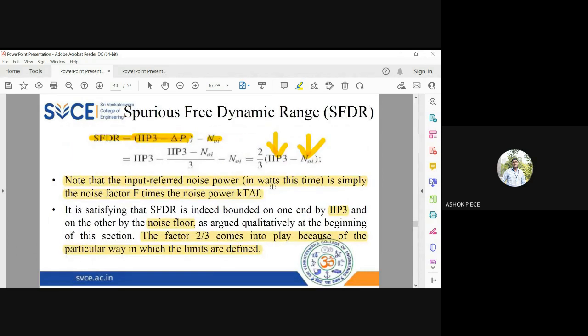So this is a very, very important topic in linearity and large signal performance of your amplifier: deriving the expression for SFDR, the third order IP3 point, the 1 dB compression point, and the different methods to estimate the third order IIP3 points. Okay.